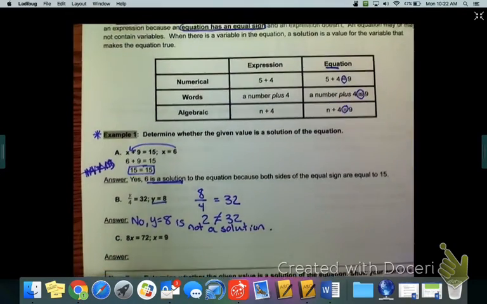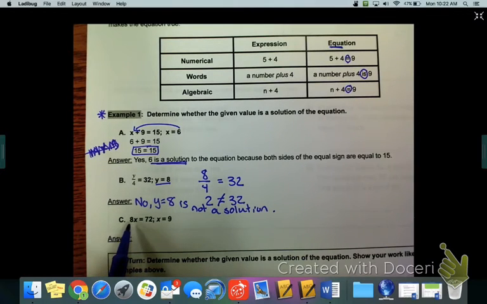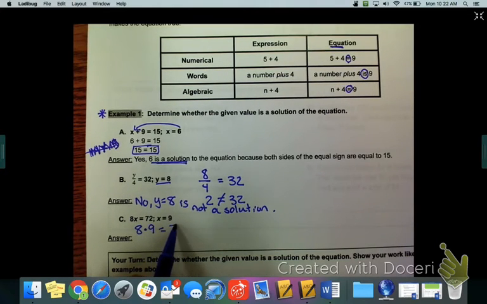Okay, let's try another example. Remember, a number and a variable right next to each other is called a coefficient. The coefficient and the variable right next to each other represents multiplication. So this is 8 times x equals 72, and it tells me that x is 9. So if I substitute it in, I have to show multiplication. I cannot just put an 8 and a 9 and assume someone knows it's multiplication. I have to put some multiplication symbol there. I'm going to use a dot.